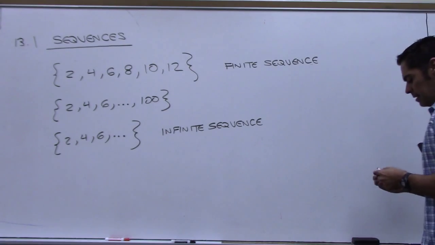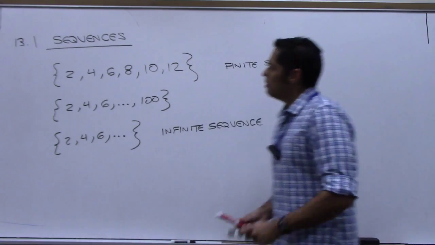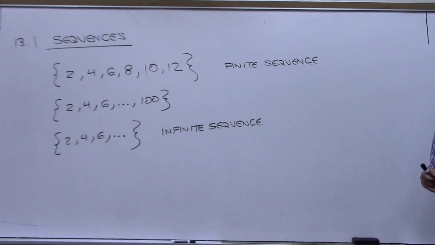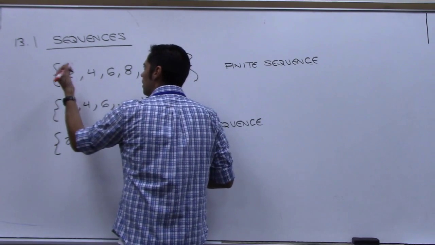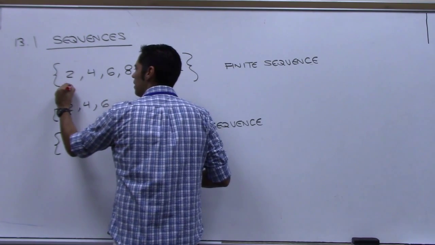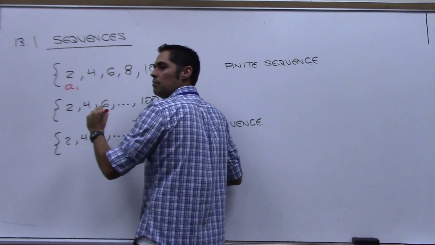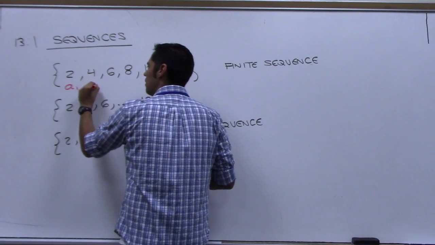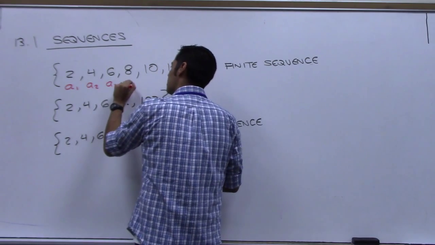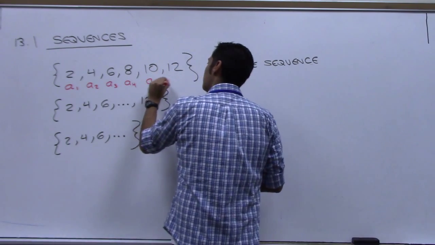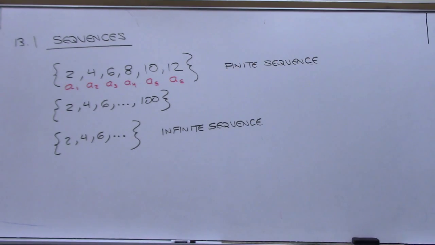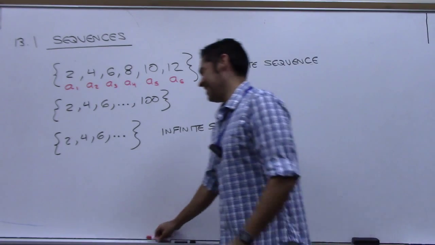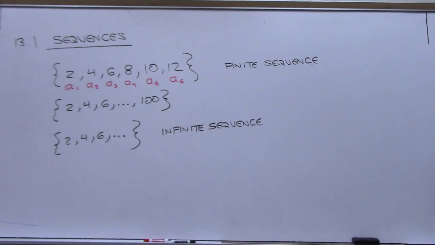Well, I'm thinking of how I'm going to now tell you that a sequence is a function. So we can look at this first sequence up here. Let's call this first number A sub 1, and then this one A sub 2, and A sub 3, and A sub 4, A sub 5, and A sub 6. What about A sub naught? Well, let me tell you about that.